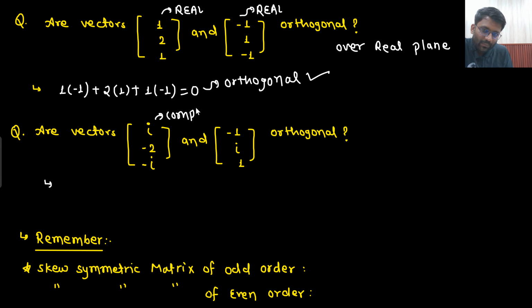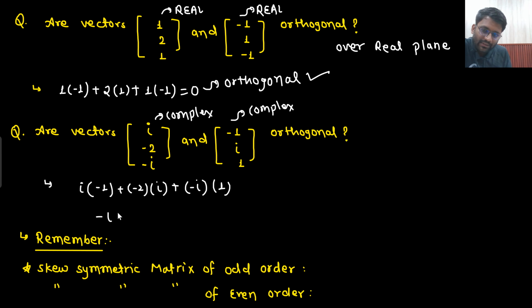This is a complex vector and this is also a complex vector. So how will one guy check the orthogonality? He will say, sir, I will multiply iota with minus 1, then I will multiply minus 2 with iota, then I will multiply minus iota with 1. So what is the answer I am getting, sir? Minus iota, minus 2 iota and minus iota. So sir, I am getting minus 4 iota. They are not orthogonal. But this method is wrong.